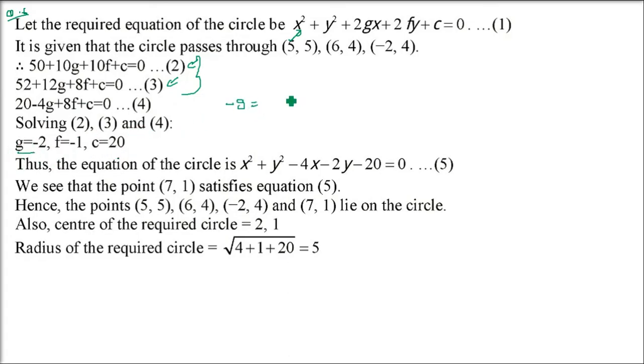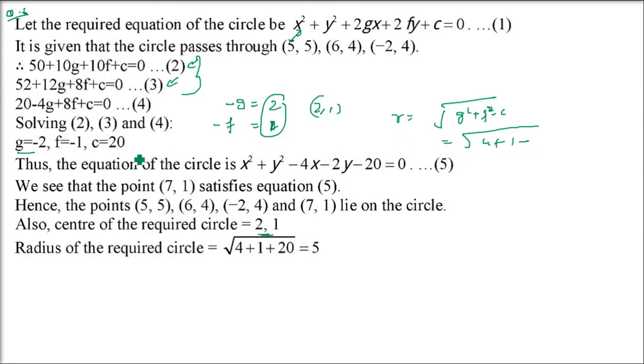Now take -g, it will be 2. Take -f, that is minus of -1, that will be 1. So -g and -f are the center. 2 and 1 are the center. Then you have c as 20. How do you find the radius? Square root of g square plus f square minus c. That is 2 square plus 1 square minus 20, where c has come after solving. So you get the square root of 25, which is 5. So the radius is 5.